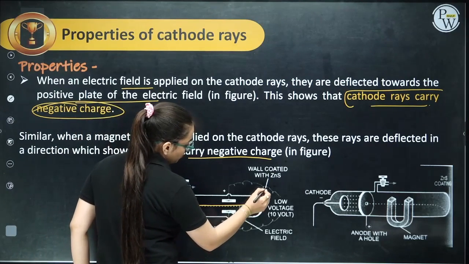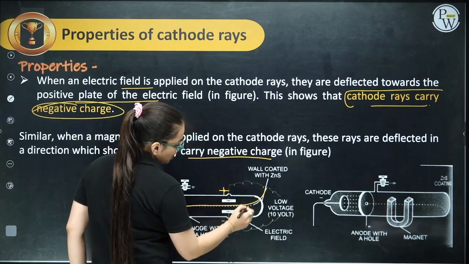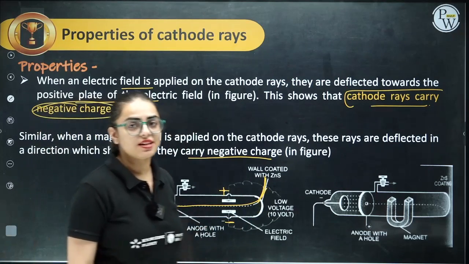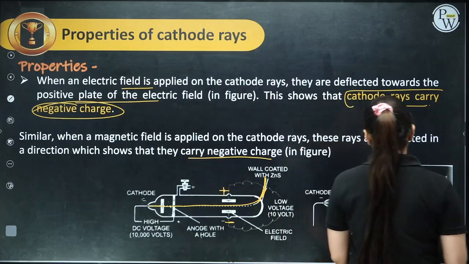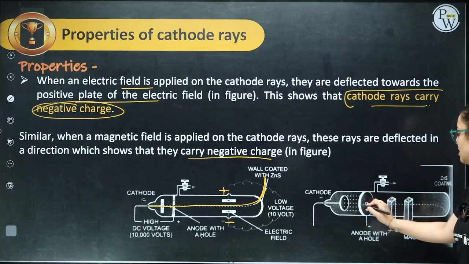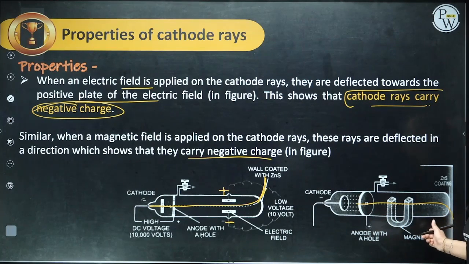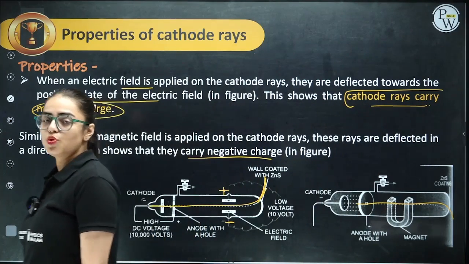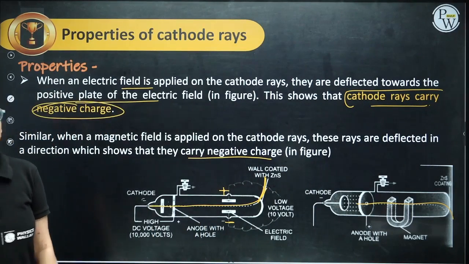And they are moving towards the, this is positive, this is negative. So it is moving towards the positive. Towards the positive. That means it carries a negative charge. And if I talk about the magnetic field over here, they are deflected towards the one which carries a positive charge. They are deflected towards that plate. So it hence proves that cathode rays carry a negative charge.